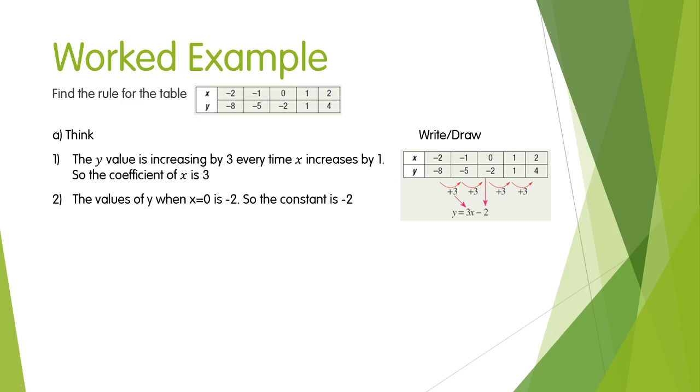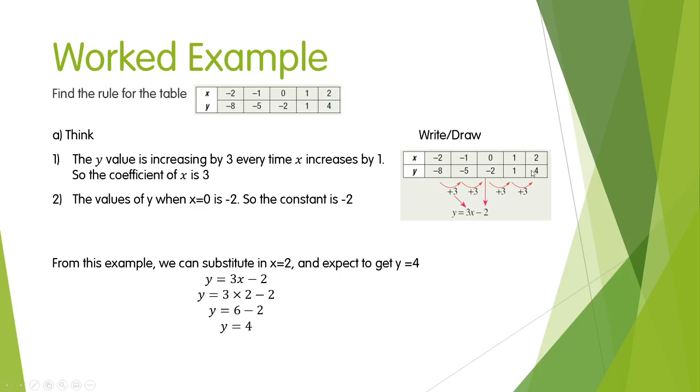Now, let's substitute in a value. So let's pick this last value here, 2, 4. So when x is 2, y is 4. Let's put this into this equation. So let's just put in the x value: 3 times 2 minus 2 is 6 minus 2, which is 4, and that gives us our answer. So we know that this equation for that value works. If we want to double check it, we might want to pick a different value to see if that also works.